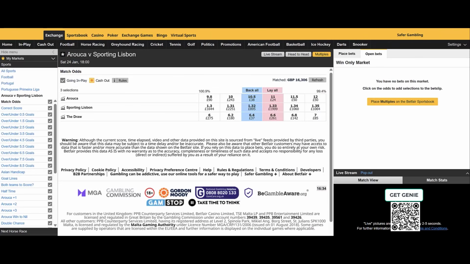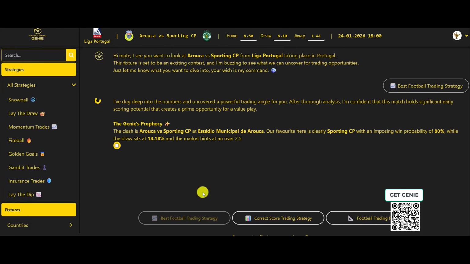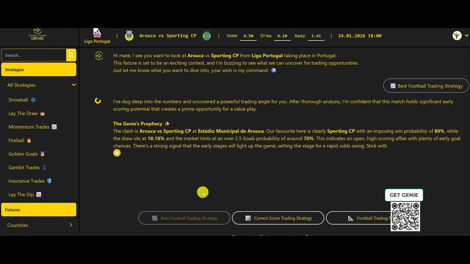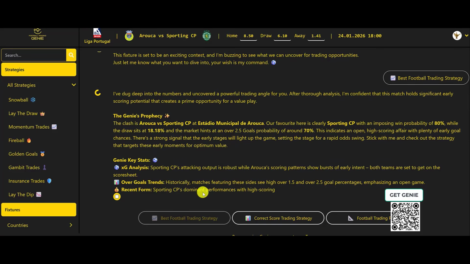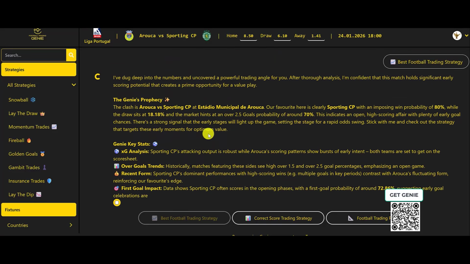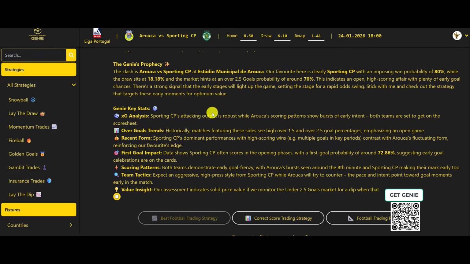So we're looking at this match, Arouca versus Sporting Lisbon. We're looking to trade it, but we're going to turn to the AI to give us a strategy to trade it with. So we're in the Football Trading Genie. We're clicking on Best Football Trading Strategy after loading up the match, and it's going to crunch all the numbers for us, and it's going to give us a potential opening angle into the match. We don't necessarily have to follow it if we're not confident.